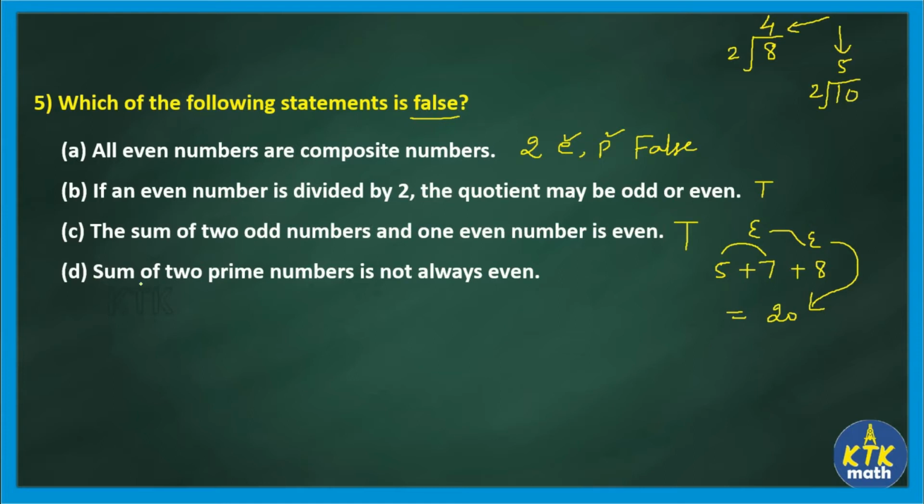Then option D, sum of two primes is not always even. Not always even, they are mentioning. For example, you can just consider 2 plus 3. Sometimes you may get 5 also. 2 is a prime number and 3 is also a prime number. When you are adding these prime numbers, you are getting odd. So we can accept the fourth statement also. So this is the reason why we are choosing option A as false. Okay, now let us move to the sixth question.